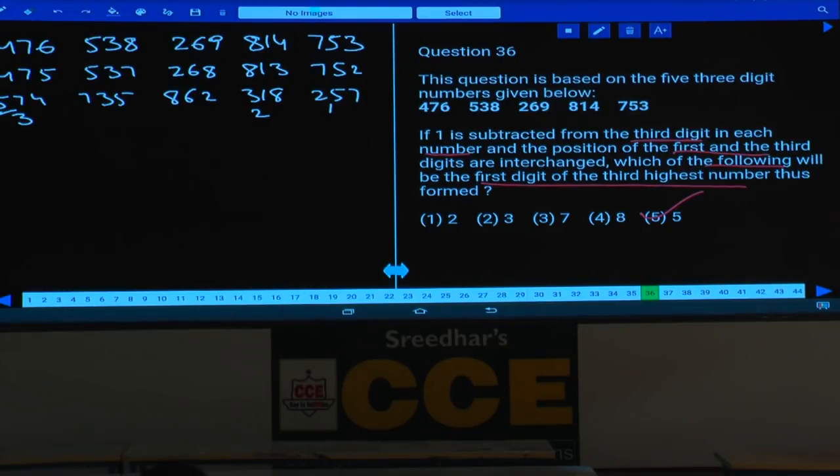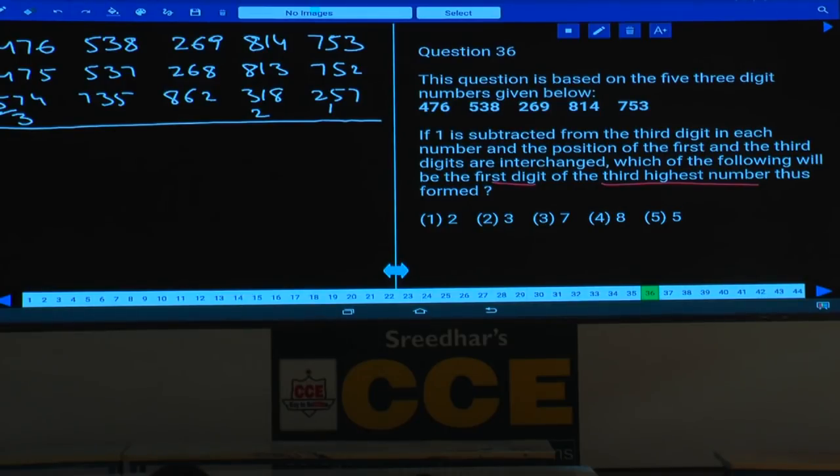Now sir, without working out this entire procedure, let us discuss in another way. Please try to catch this one. Now sir, what is the question here? The question is about which of the following will be the first digit of the third highest number, isn't it? Now we need to identify the third highest number. How to determine whether a number is the highest number or the least number? Based on the first digit. Now which digit is coming to the first place? Third digit. Now what is happening to the third digit here? Now forget about that one.